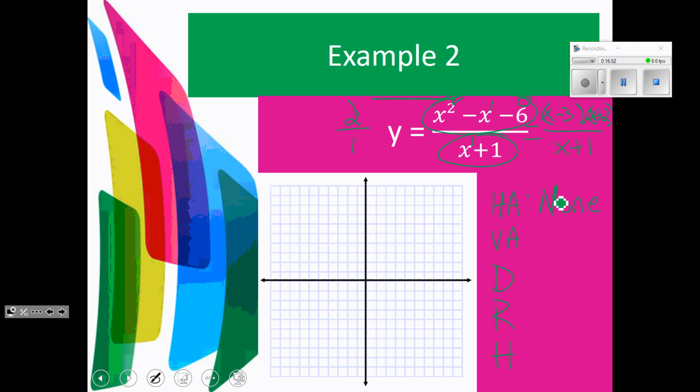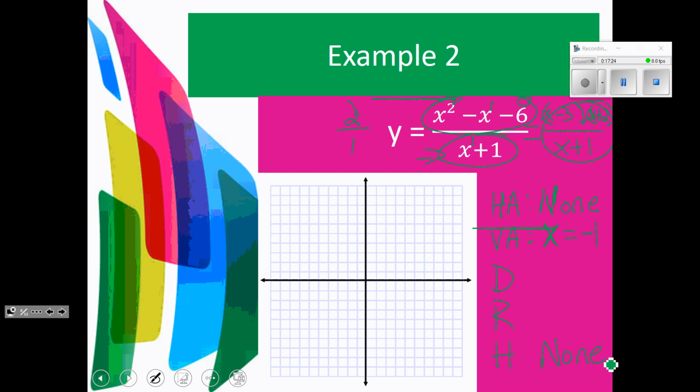Vertical asymptotes are what makes it undefined. You've got to look at the denominator: what can x not be? x cannot be negative 1. So that means you have a vertical asymptote at x equals negative 1. And you know this is not a hole. My question is, when you factor it, does anything cancel? Does x plus 1 cancel with x minus 3 or x plus 2? It doesn't. If it canceled, it would be a hole. But because it doesn't cancel, it's a vertical asymptote. So we know this is none down here.